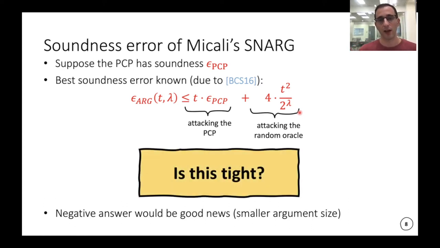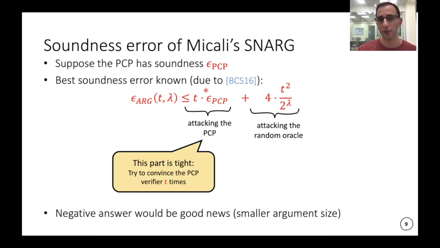The main question that we want to ask is: is this expression tight? This is going to be the focus of this work. I want to point out that a negative answer would be excellent news, because if this expression is not tight and you can prove a much tighter expression, then this in turn would yield a smaller argument size. And we're going to see this.